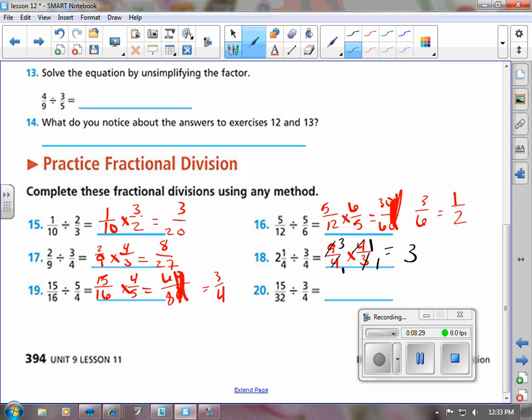Okay, 15 over 32 times 4 over 3. And I'm going to simplify this one as well. So I'm going to cross this out and make it a 1. I'm going to cross this out and make it a 5, right? 5 times 4 is 20 over 32. Both divisible by at least 2. If you know they're divisible by something more, like maybe 4, go for 4. They are divisible by 4. So you would get 5/8.